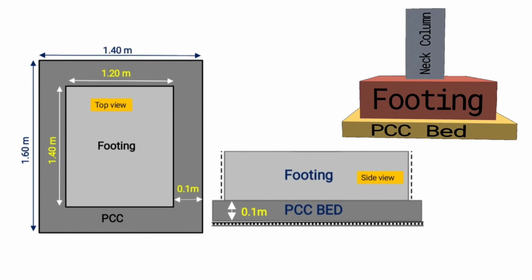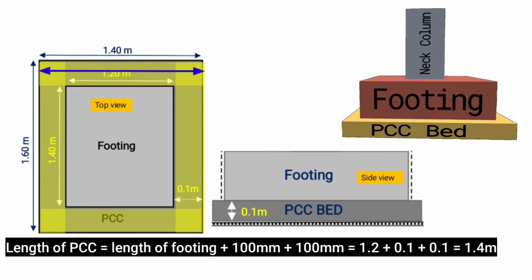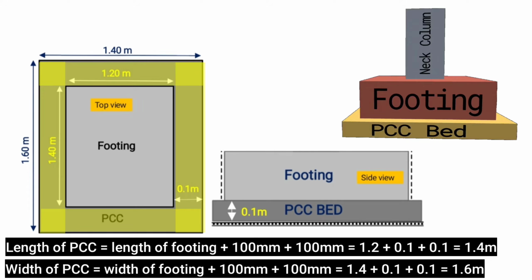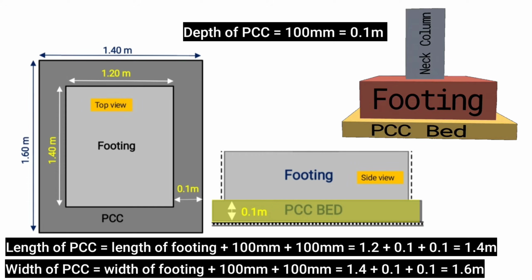As we have the given length of footing equal to 1.2 meter and width equal to 1.4 meter, the length and width of PCC will be determined by adding 100 mm at either end of each dimension. That is, length of PCC will be equal to length of footing plus 100 mm plus 100 mm, which will be equal to 1.4 meter. Similarly, the width of PCC will be equal to width of footing plus 100 mm plus 100 mm, which will be equal to 1.6 meter. The thickness of PCC will also be taken as 100 mm, that is 0.1 meter.